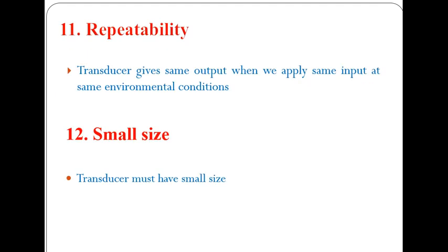Then next is repeatability. A transducer gives the same output when we apply the same input under the same environmental conditions. It can produce the result a number of times. That is called repeatability. However many times you check its output under certain conditions, it should show the same output for the same input. That is called repeatability. The last is its size. Size must be small. That is again an important parameter as far as the design of any system is concerned.